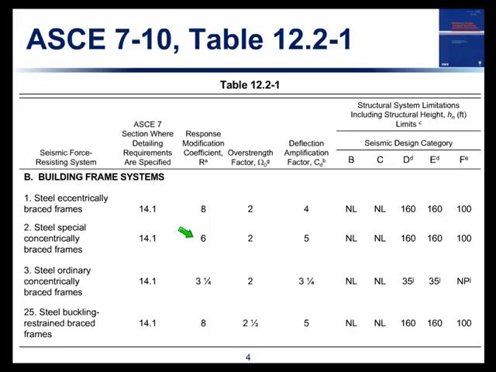There's definitely an advantage to that system over the typical R equals 3 system, which we'll look at in just a second here. For ordinary concentrically braced frames, the R value is 3 1/4, which is basically just a little bit higher than what you would get from a steel system that's not specifically detailed for seismic resistance. And then based on the seismic design category, there are the height limits for these different systems. And we'll take a closer look at those in the following slides.